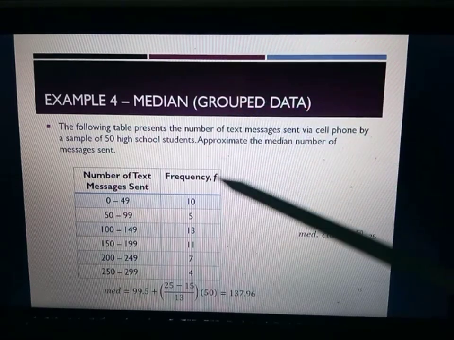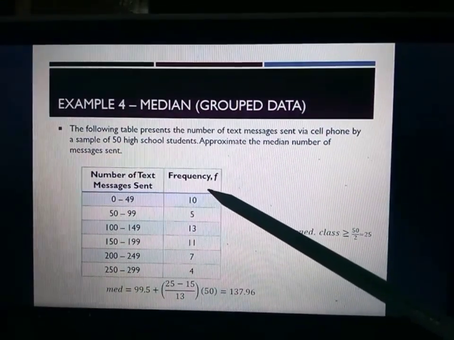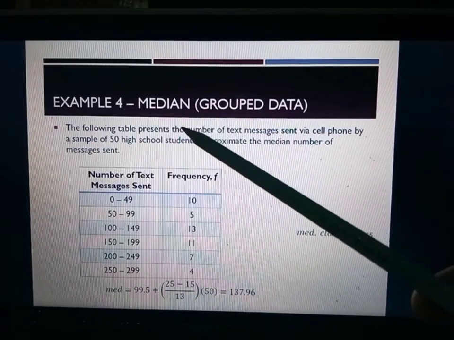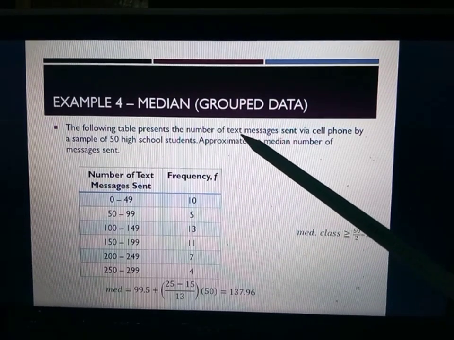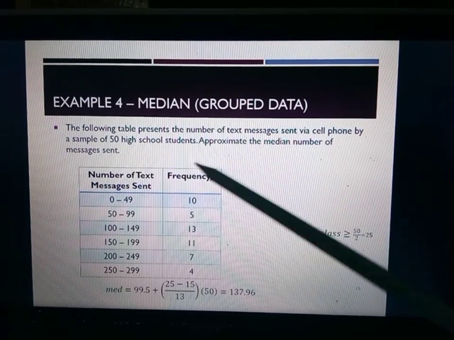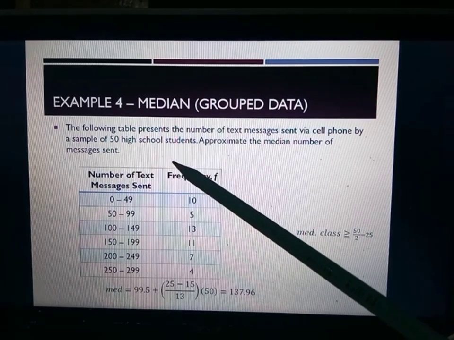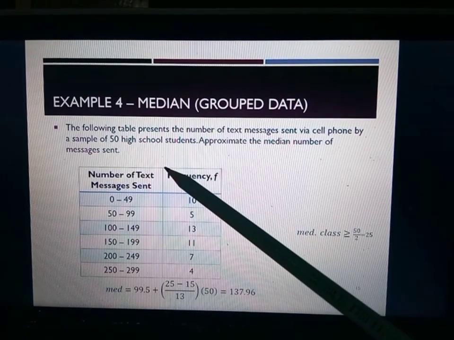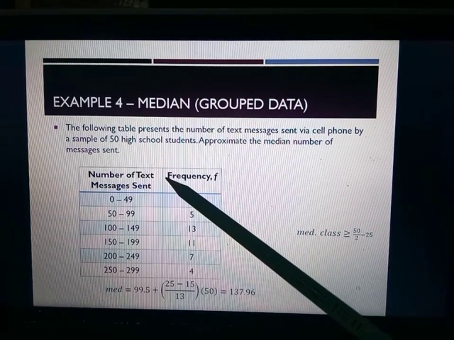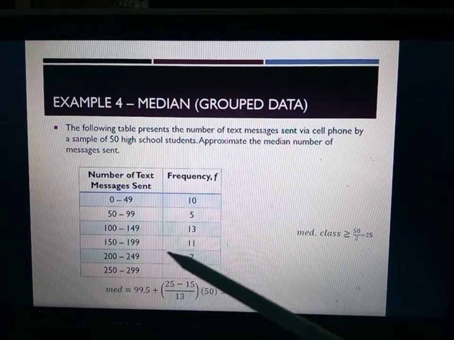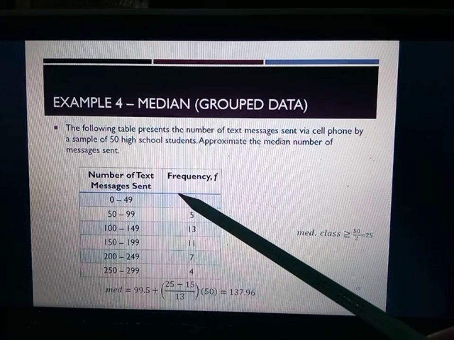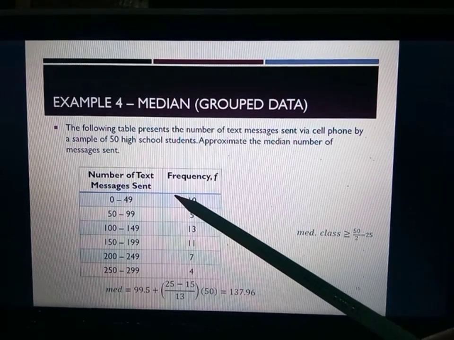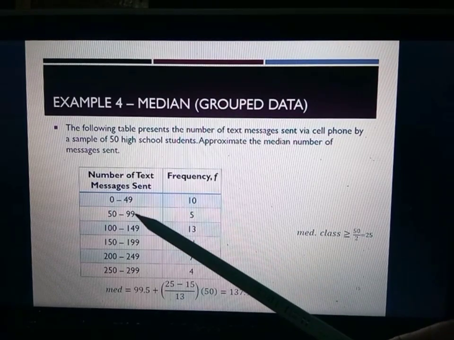Okay, example. Now take a look at examples. Median in a group data. The following table presents the number of text messages sent via cell phone by a sample of 50 high school students. Approximate the median number of messages sent. From the table here, we make a class for the respective frequency. From the ungrouped data, we group the data by using class.